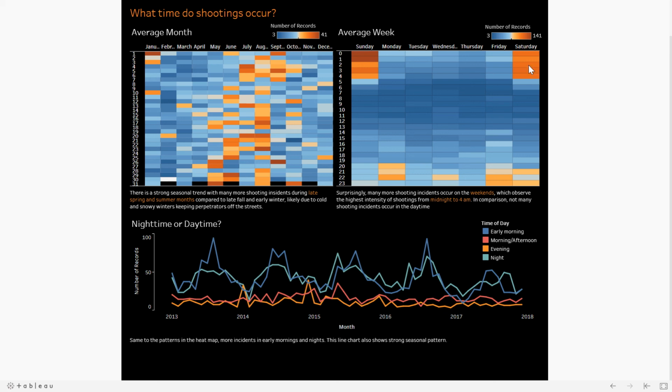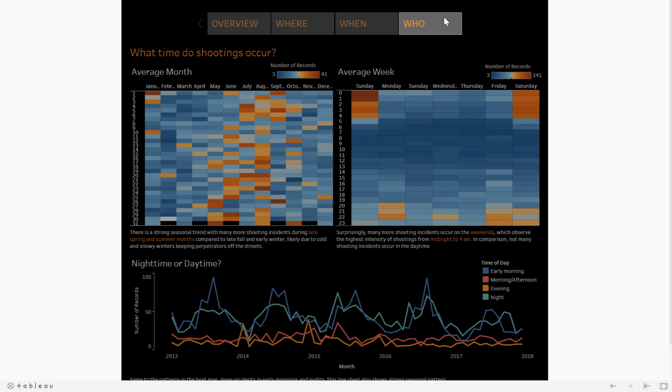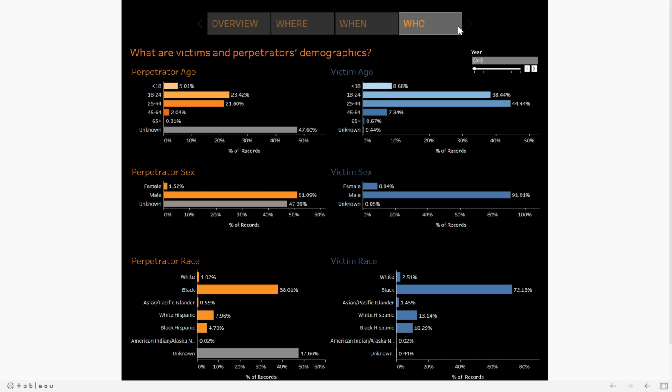On the right, we can see that most of the shootings occur on Saturday and Sunday, which observe the highest intensity of shootings from midnight to 4 a.m. In comparison, not many shooting incidents occur in the daytime. The line chart is a combination of the two above heat maps. We can also see the seasonal trends, and also the early mornings and nights are the times with the highest intensity of shootings.